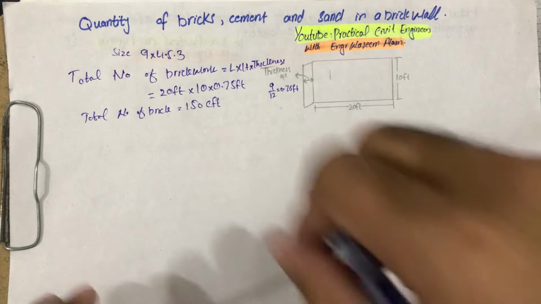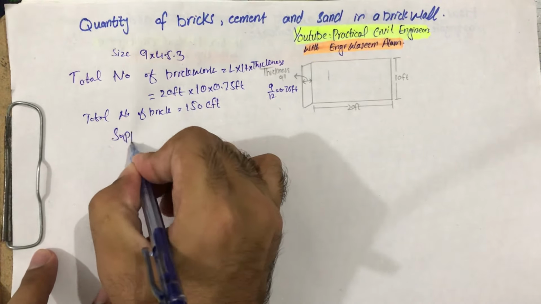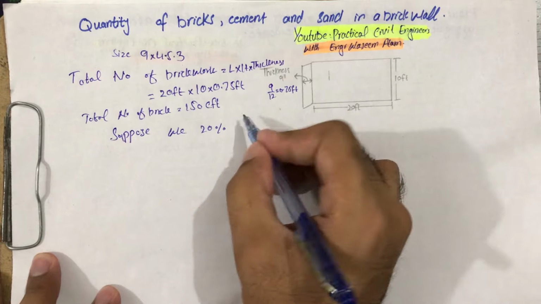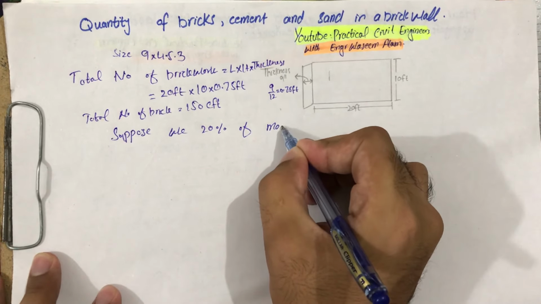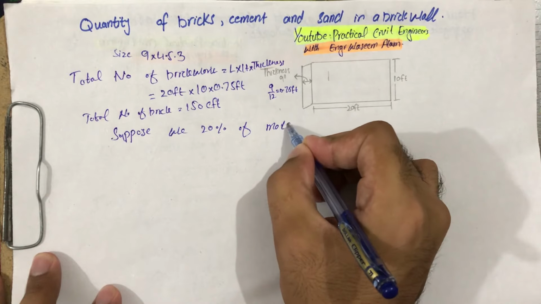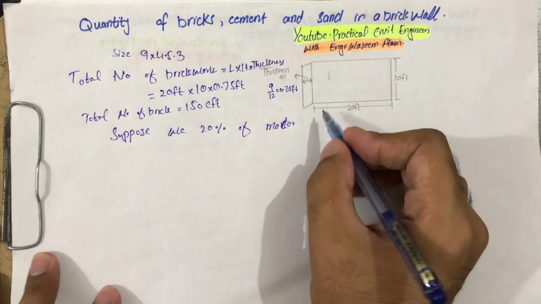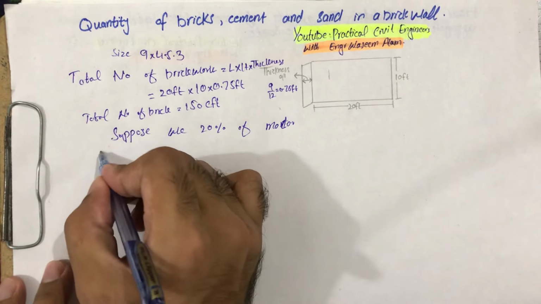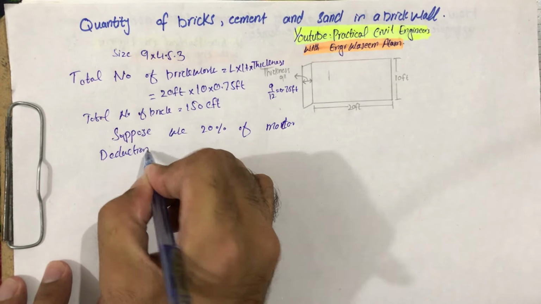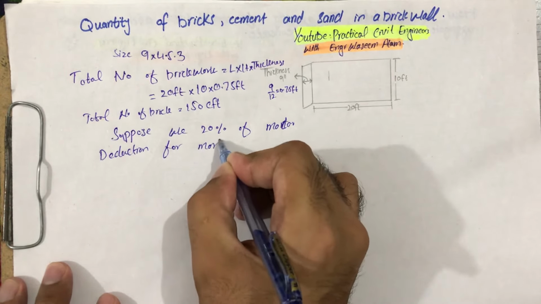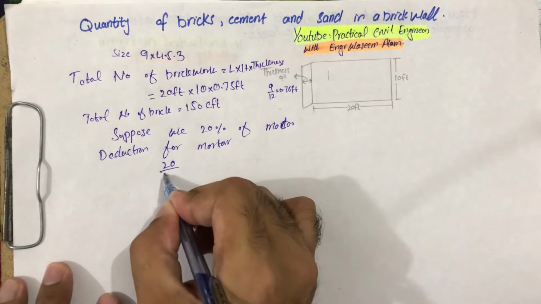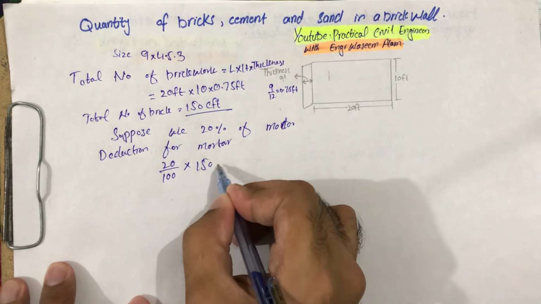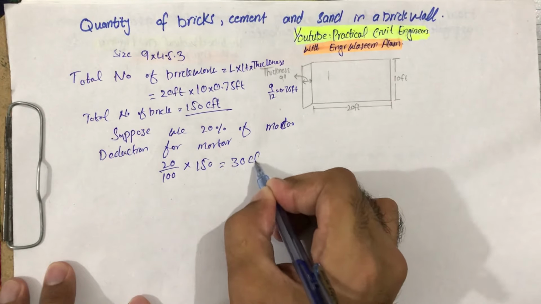So suppose we have 20% of mortar. So 20% of mortar, we have to deduct that. So deduction for mortar: 20 divided by 100, because this is 20%, multiply the total, which is 150. So it will be 30 CFT.